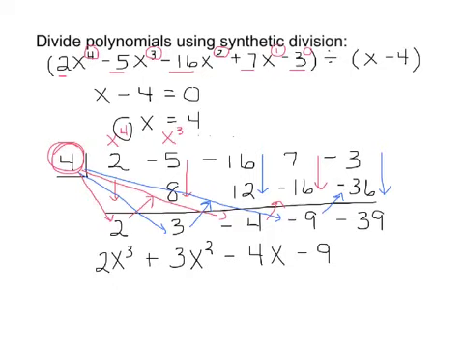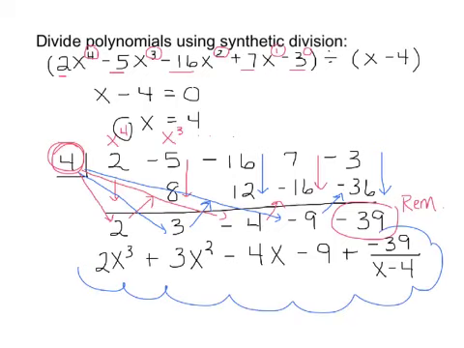And then our -39 is actually a remainder. So when we have a remainder, we write the remainder over the divisor. And remember, our divisor in the original problem is x minus 4. So there's our final result, 2x to the 3rd plus 3x squared minus 4x minus 9 plus a remainder of -39 over the divisor x minus 4.